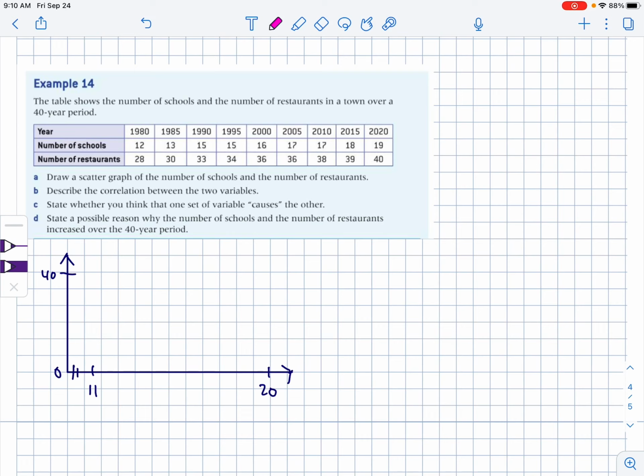Last problem, this table shows the number of schools and the number of restaurants in a town over a 40-year period. So this is confusing when you draw your scatter plot because some people put this as L1, but you actually don't need that at all. This is going to be your L1, and this is going to be your L2, or this is going to be your X, and this is going to be your Y. I believe that's the way they did it. Yeah, schools is on the bottom, and restaurants is on the side.